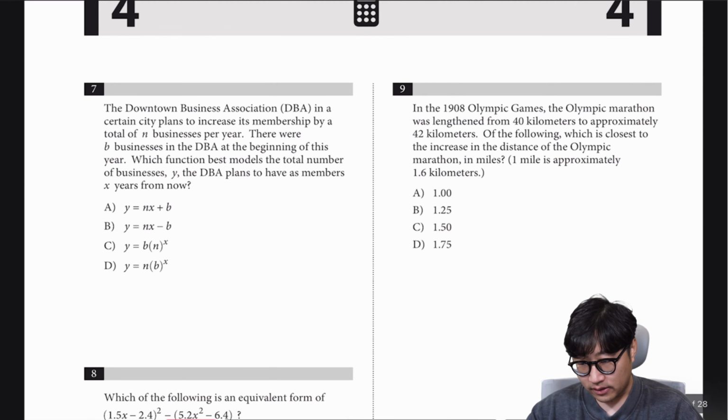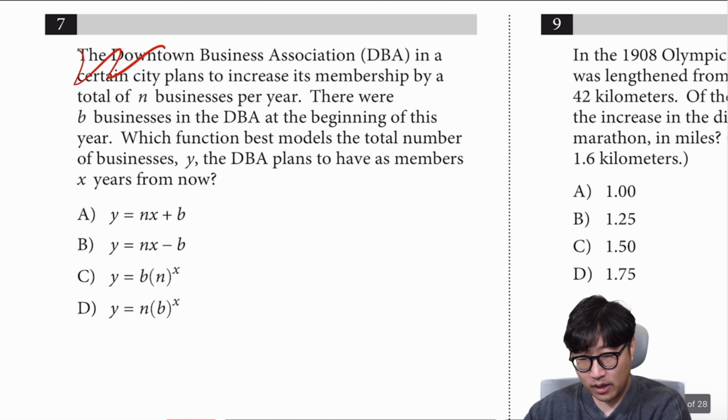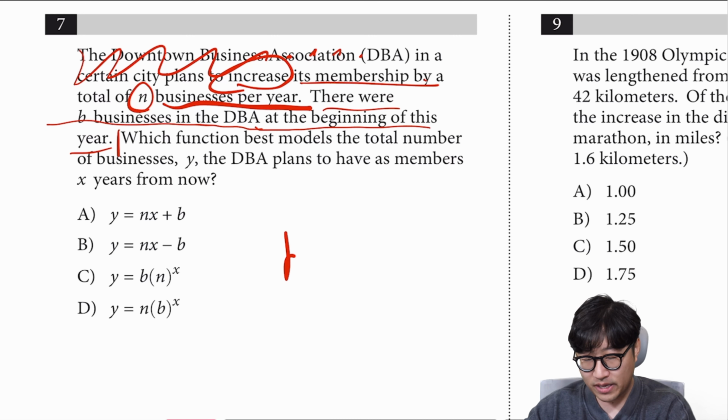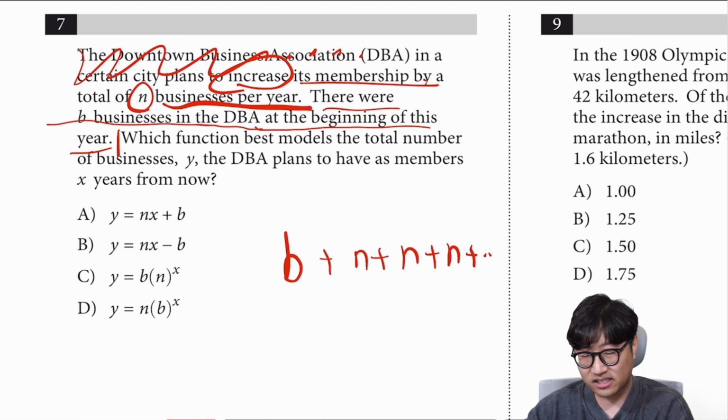Next, number 7, the downtown business association. It increases the membership by a total of n businesses per year. There will be B businesses in the DBA at the beginning of this year. So we had B to begin with, and then we keep adding n, and then n, and then n, and another n, and just keep going, right?